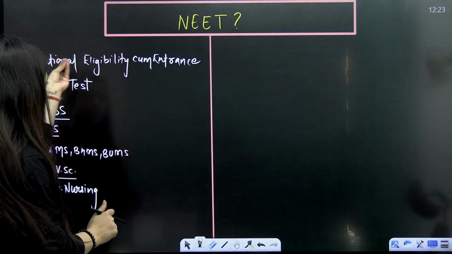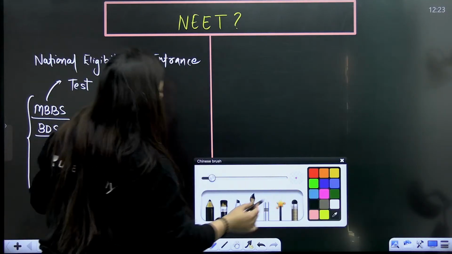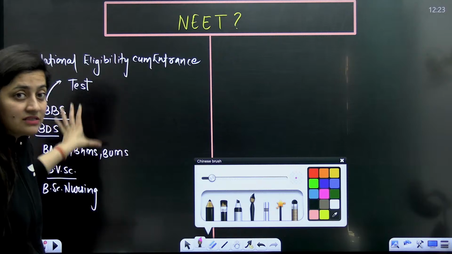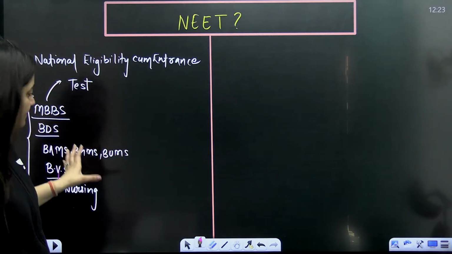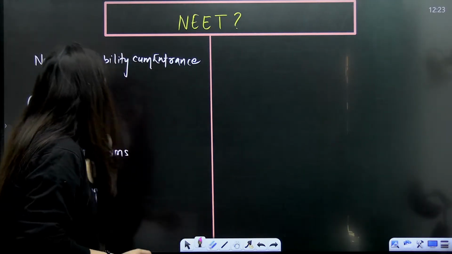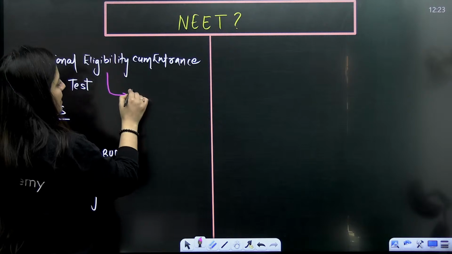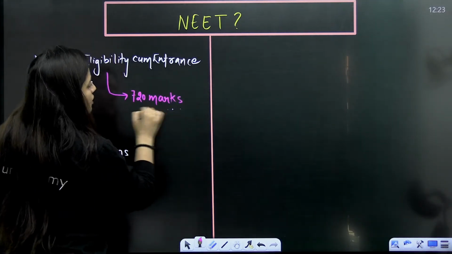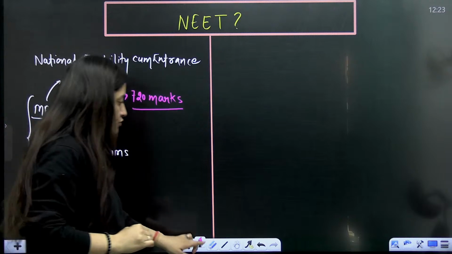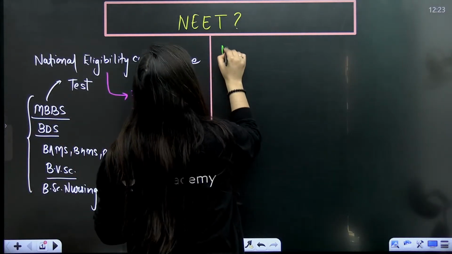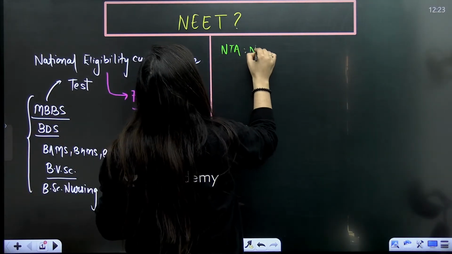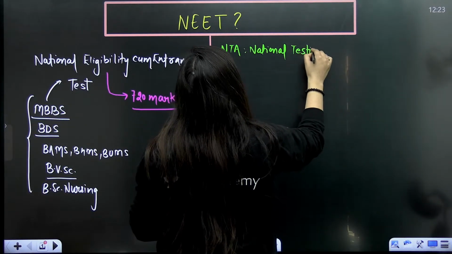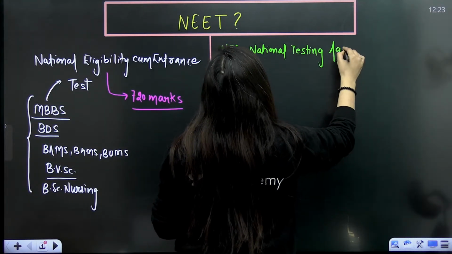What are we talking about? We are talking about the National Eligibility Cum Entrance Test, and as per your marks, you are going to get admission in these courses. Now, this particular examination is for 720 marks. And who is going to conduct this exam? NTA. What is NTA? It is the National Testing Agency.